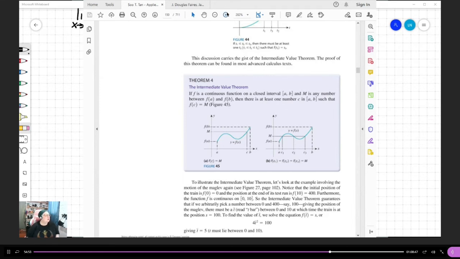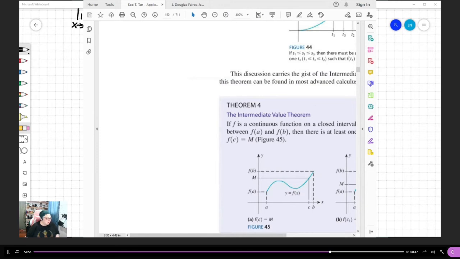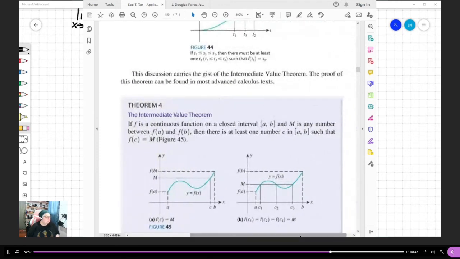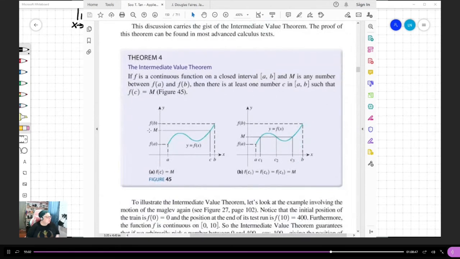Take a look at these pictures here. I'll make them bigger and then move them over to make them easier to see. We have a closed interval from a to b, and a curve defined on that interval, and it's continuous on that interval. If you take any value between f of a and f of b, I can project it back to the curve and down to find that value c, such that f of c gives me my m back. That is a consequence of this curve being continuous.